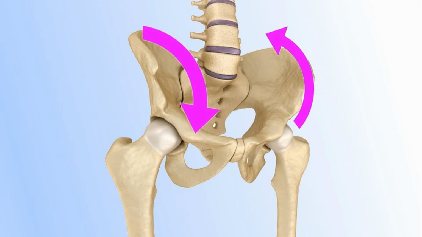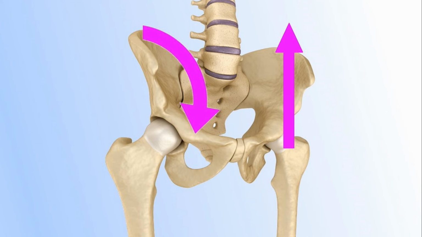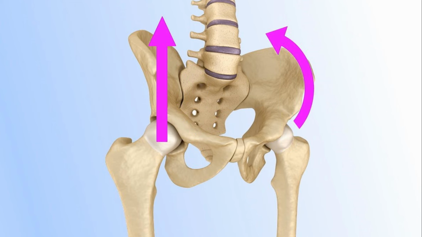This is the misalignment that occurs when one coxal bone or hip bone is tipped forward or backward in relation to the other one. So one hip bone could be rotated forward while the other is rotated backward. Or one hip bone could be rotated forward while the other is in a neutral upright position. Or one hip bone could be rotated backward while the other is in a neutral upright position.